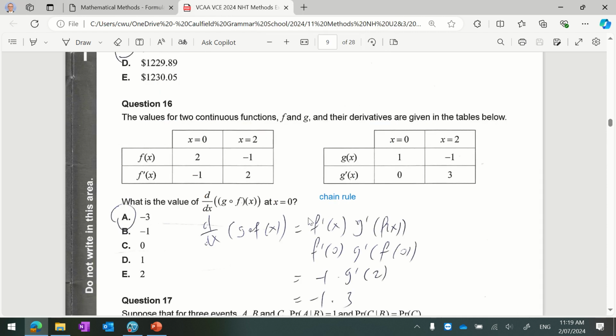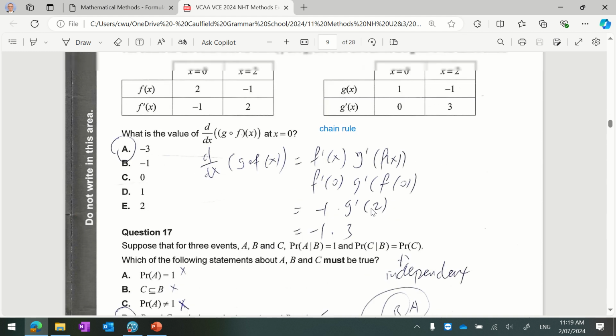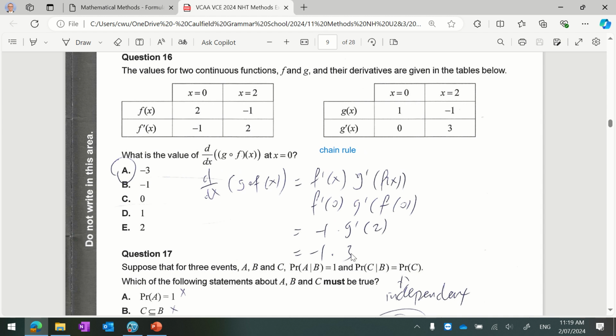And then because I'm looking for x equals 0, I'm going to sub x equals 0 in. But then f dash 0 is given to me, it's -1. f0 is also given to me, which is 2. But then f dash 2 is also given to me, which is 3. So -3 is the answer.